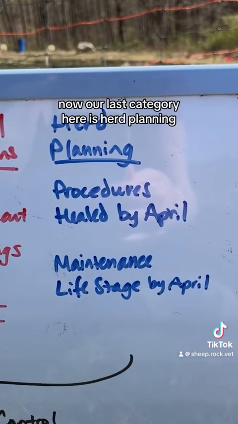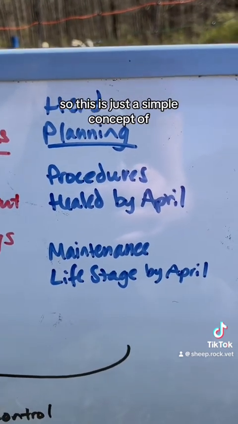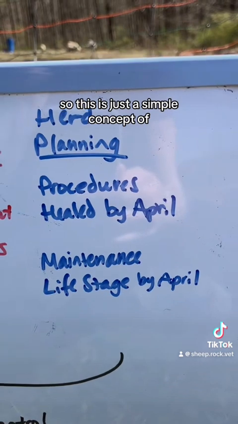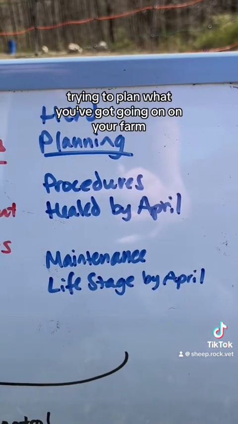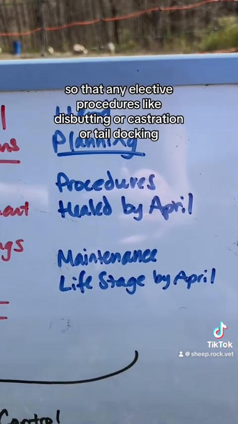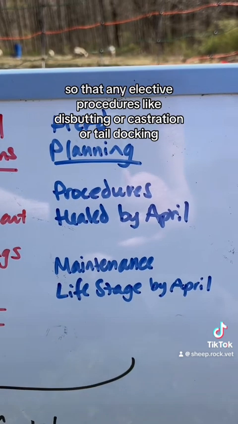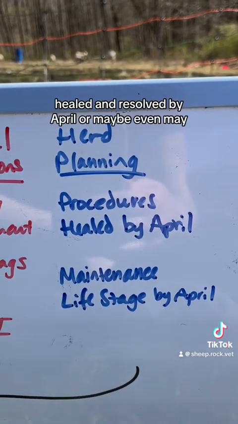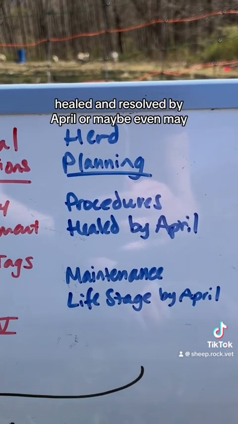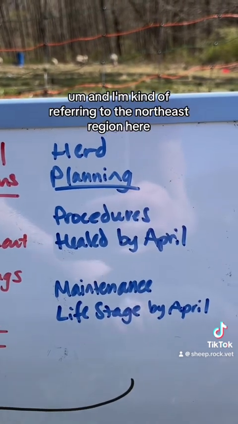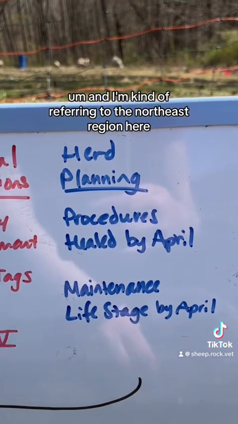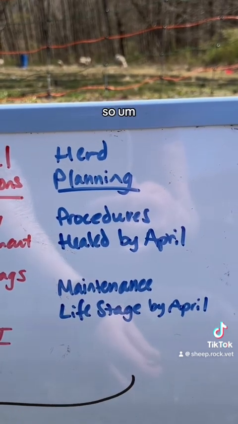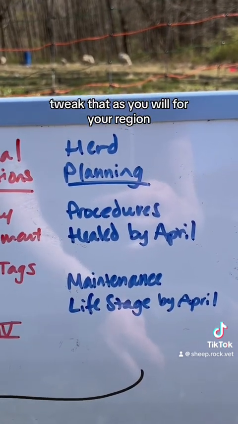Now, our last category here is herd planning. So this is just a simple concept of trying to plan what you've got going on your farm so that any elective procedures like disbudding or castration or tail docking, those things are done, healed, and resolved by April or maybe even May. And I'm kind of referring to the Northeast region here. So tweak that as you will for your region.